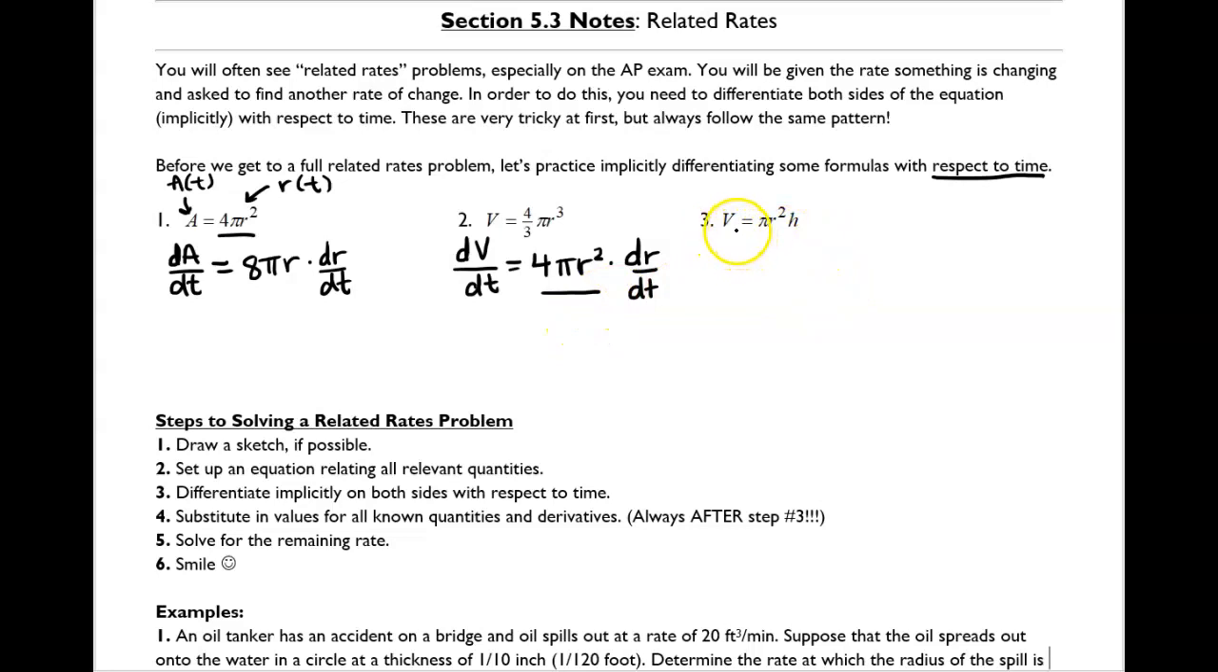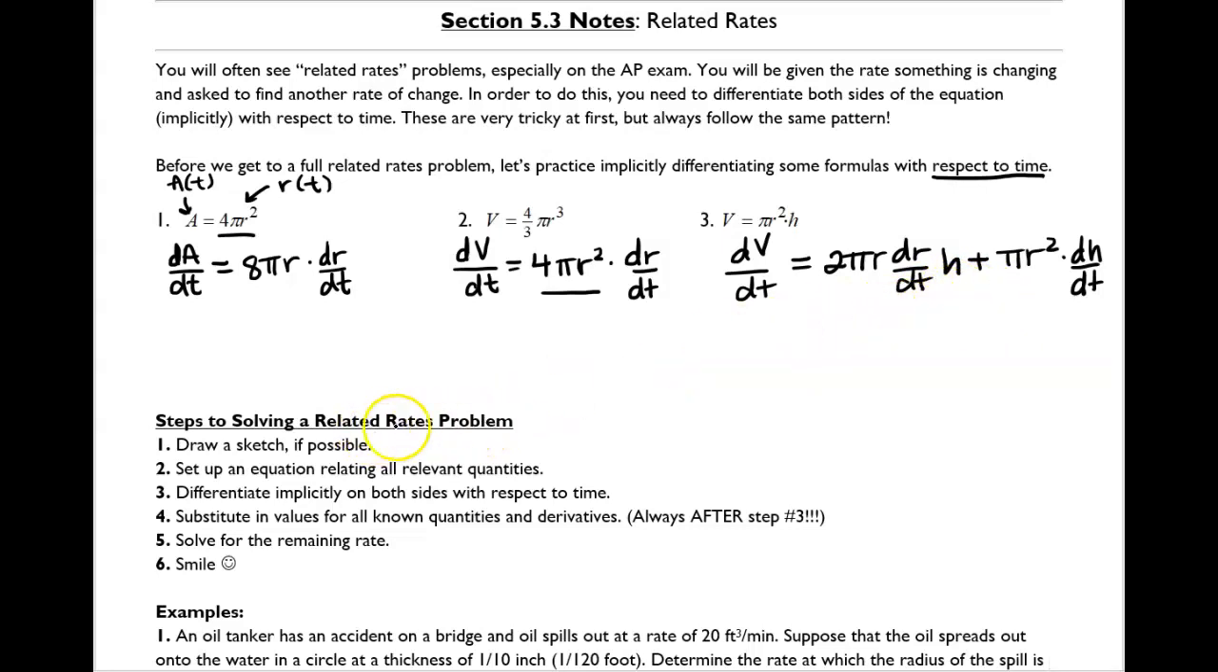Number 3, volume is pi r squared times h. Now, because there is a times h there, we've got two different variables. We'll have to use the product rule on the right side. So the derivative of volume, dV/dt, equals the derivative of the first part, 2 pi r, but don't forget the dr/dt, and then times h, plus pi r squared, and then the derivative of h is dh/dt. Don't worry about simplifying that. You can simplify once you actually evaluate at some different points.